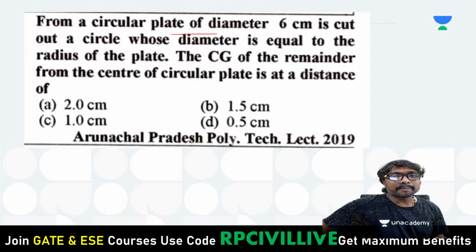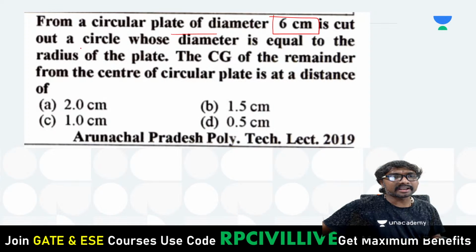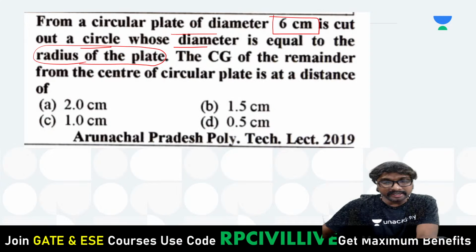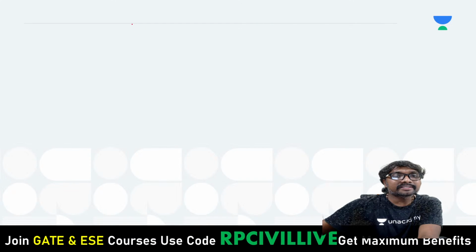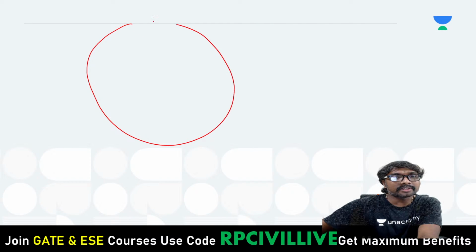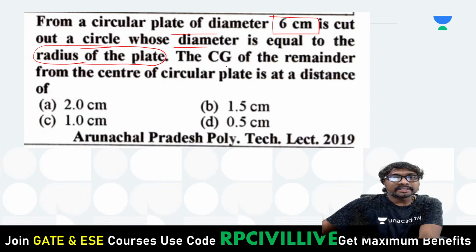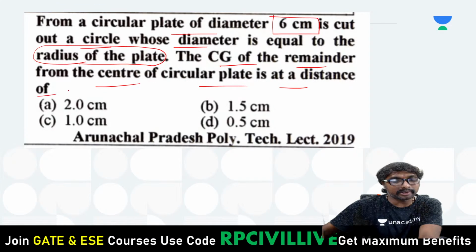From a circular plate of diameter 6 meter is cut out a circle whose diameter is equal to the radius of the plate. What is that? Originally, what do you have? A circular plate, right? A big circular plate is there. Now, the CG of the remainder from the center of the circular plate is at a distance of, right?